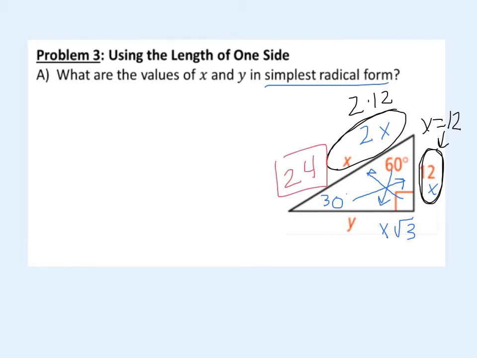If I look at what my y is going to be, 12 times square root 3, because, again, x is 12. So it would be 12 square root 3. And those would be my simplest radical form. So it's just knowing the proportions and the ratios that the triangle sets up.